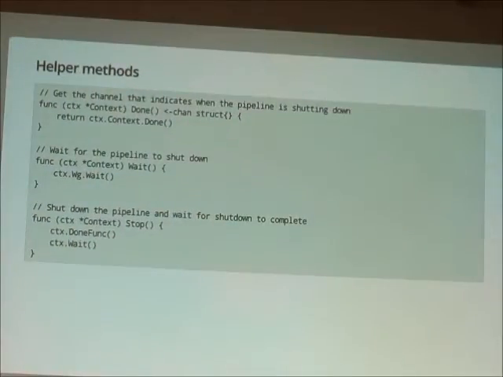And then I threw in a few helper methods to easily access the done channel. Another one to wait for the pipeline to shut down, and lastly one that calls the done function and then waits for the pipeline to shut down.